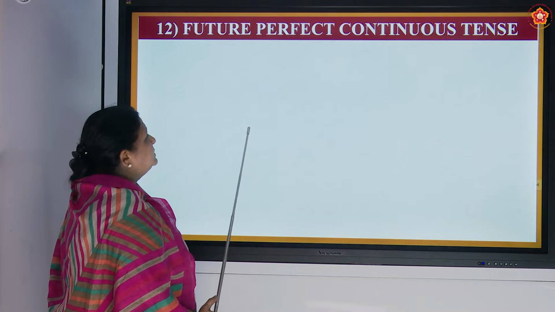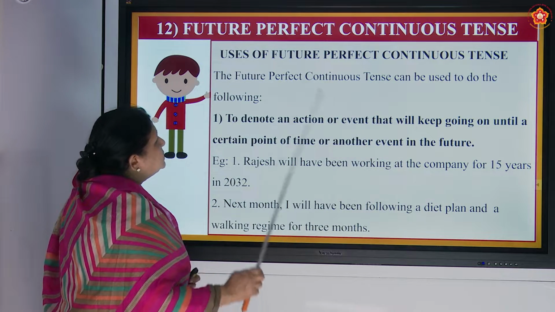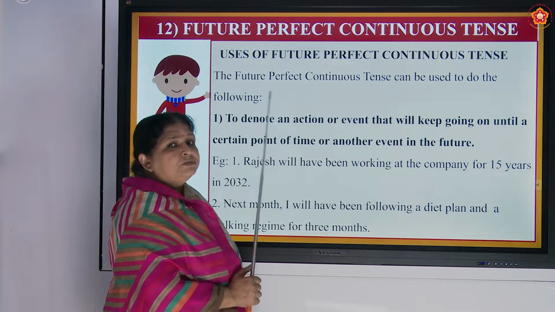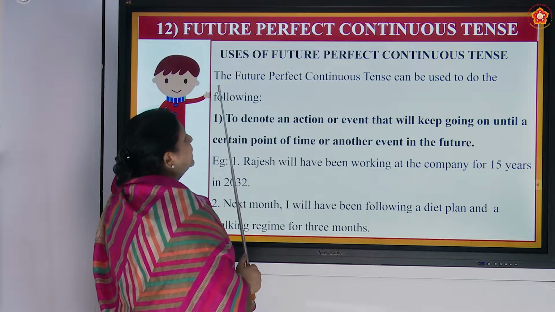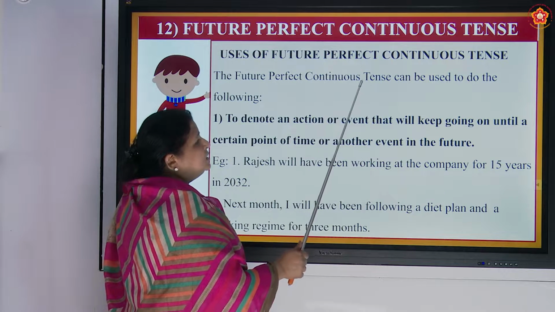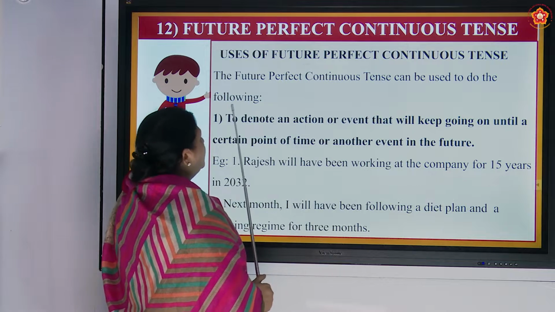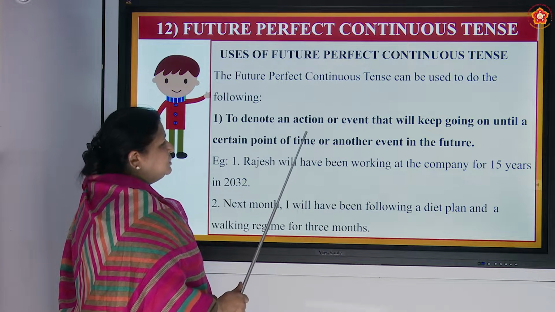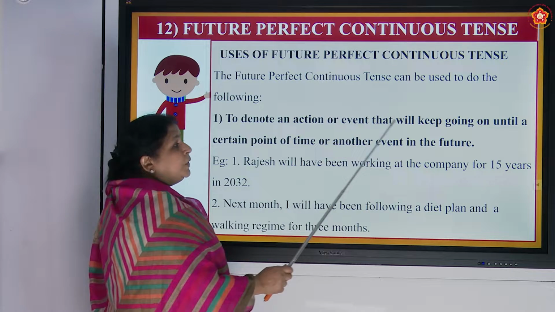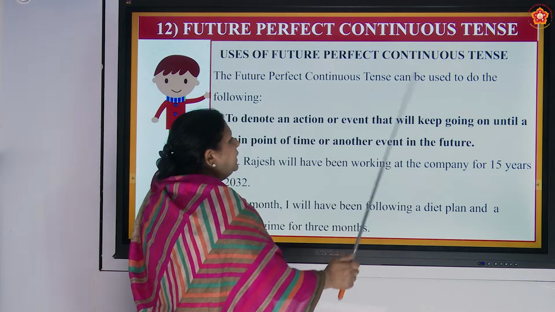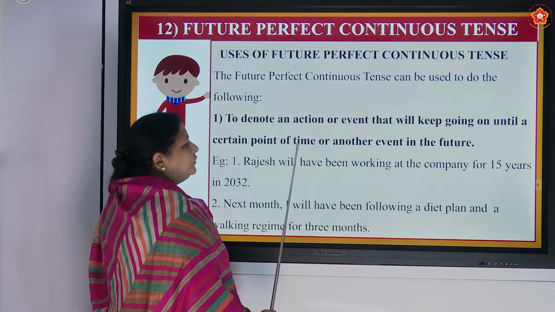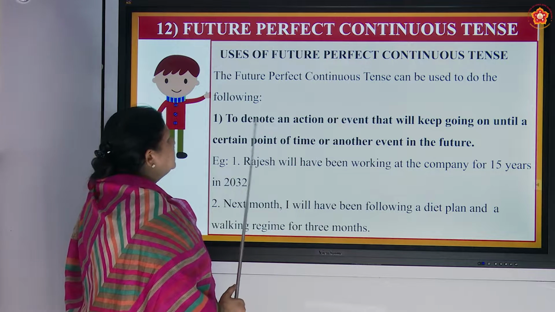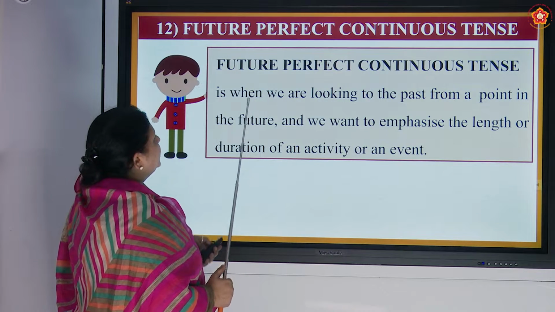Now, let us see with examples. Uses of future perfect continuous tense. Now, when do we use this future perfect continuous tense? The future perfect continuous tense can be used to do the following. To denote an action or event that will keep going on until a certain point of time or another event in the future. Okay?